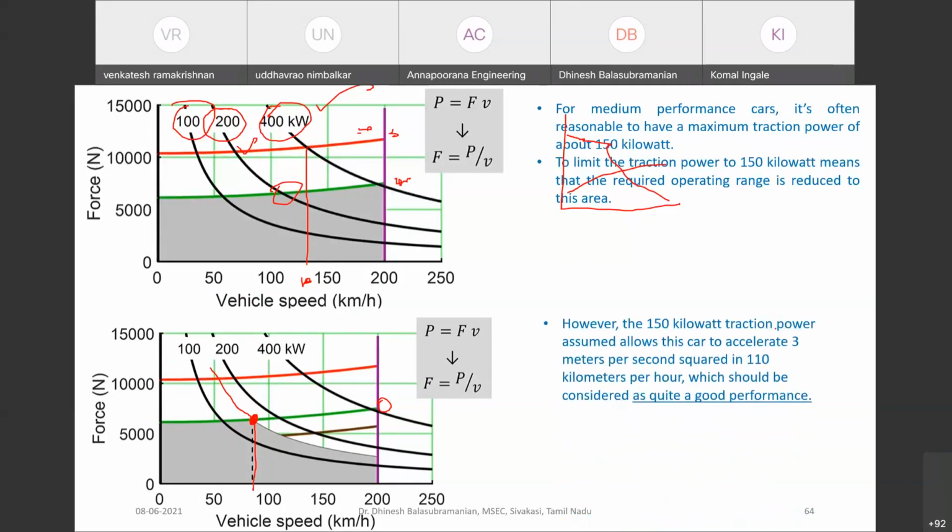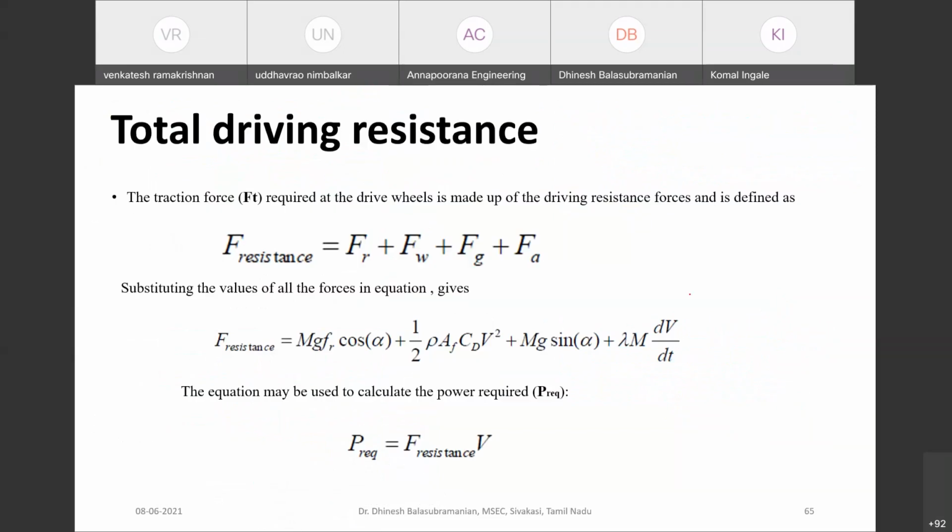However, the 150 kilowatt traction motor allows this car to accelerate at 3 meters per second squared at 110 kilometers per hour, which should be considered a good or quite good performance. So according to this particular resistive profile and incorporating your electric motor power profile, you can determine the optimum range at which your vehicle meets the power requirement of a motor.